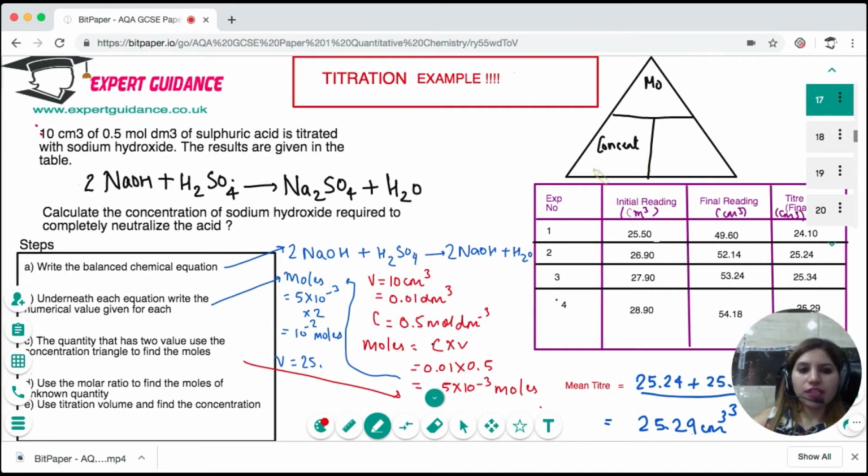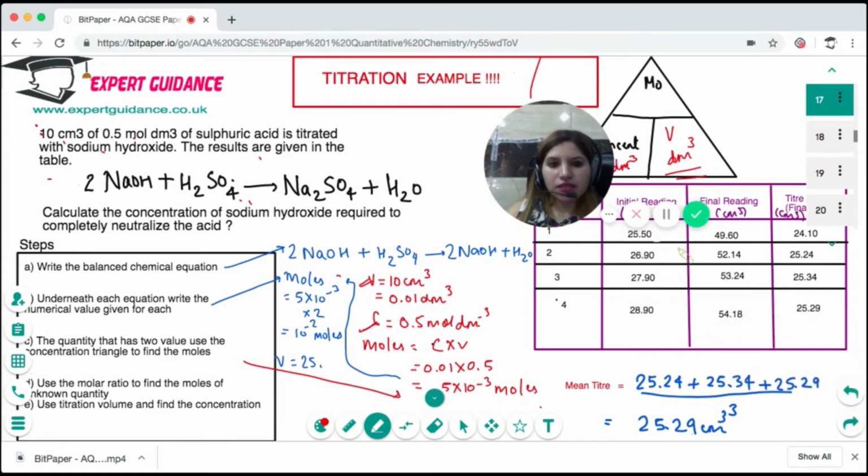Now for this, we will take the help of the moles triangle. The concentration is in moles per dm³ and the volume is in dm³. The question here says that 10 cm³ of 0.5 mol/dm³ sulfuric acid is titrated with sodium hydroxide. So for sulfuric acid, we need both the volume and the concentration. And for the NaOH, we do not know anything. We just find out the volume from the titration. So we did the runs, final volume, initial volume, and we got the mean titer.